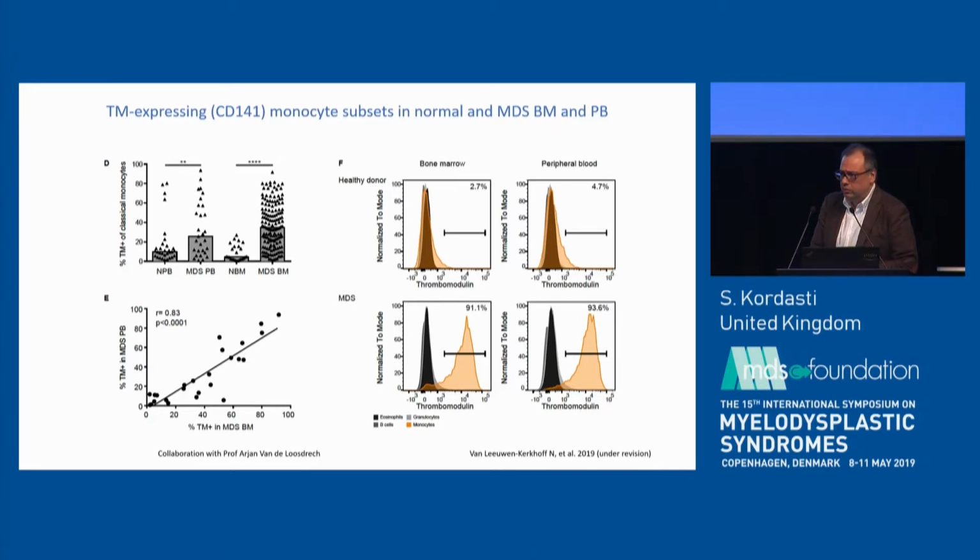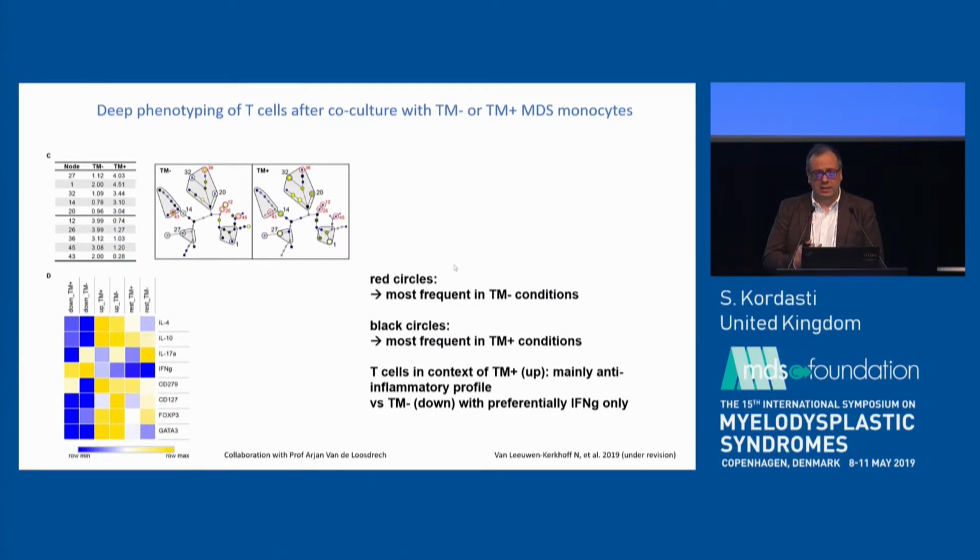But those are not the only factors. There are other factors. This is a collaboration with Arjan van der Lustrecht and Natalie in the Netherlands. We have shown that there are distinct populations of myeloid cells that express CD141 or thrombomodulin, which are highly expressed in MDS bone marrow, peripheral blood and bone marrow, and there is a good correlation that you don't see these monocytes in healthy donors. And if you co-culture T cells with these monocytes, you will have a distinct population or cluster of cells that are expanding.